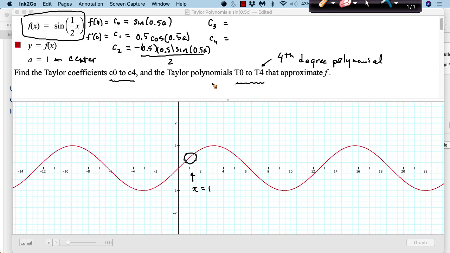Let's jump to the 4th derivative. What's the 4th derivative going to be? How many 0.5s will we have in front now? Won't we have 4 by now? Will it be negative or positive? Positive, because we get cosine, and it'll be negative cosine here, and then it'll be positive sine. Sine of 1/2 a, over 4 factorial.